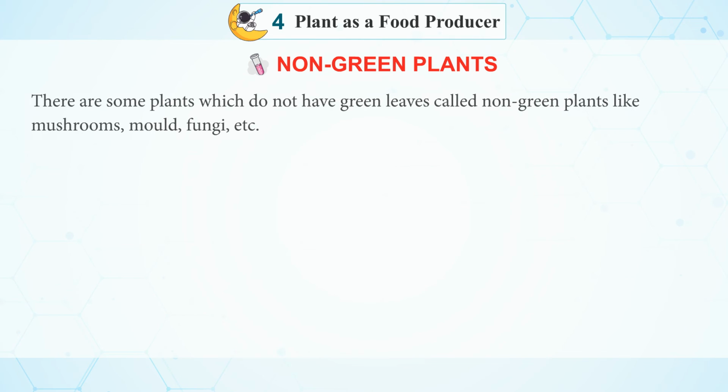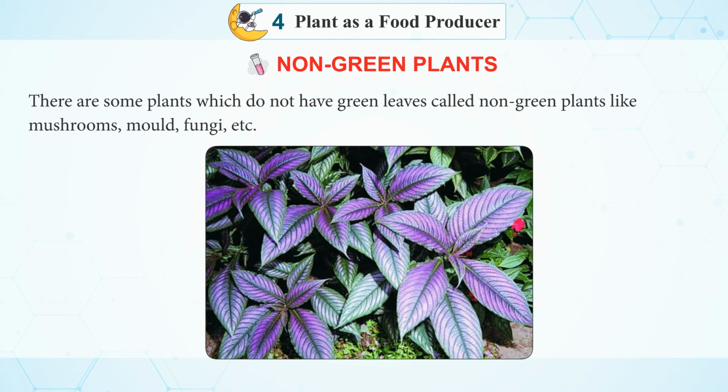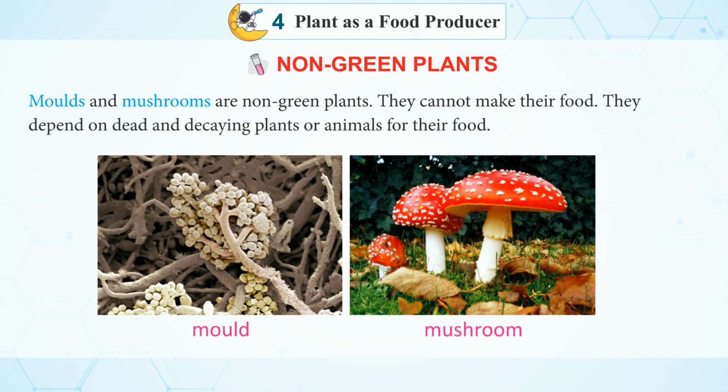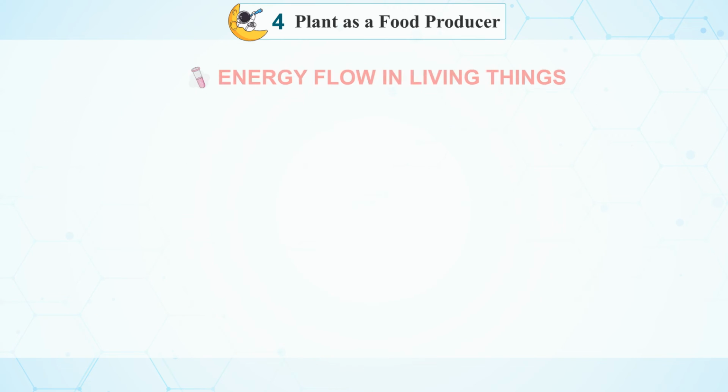Non-green plants. There are some plants which do not have green leaves, called non-green plants, like mushrooms, mold, fungi, etc. Molds and mushrooms are non-green plants. They cannot make their food. They depend on dead and decaying plants or animals for their food.